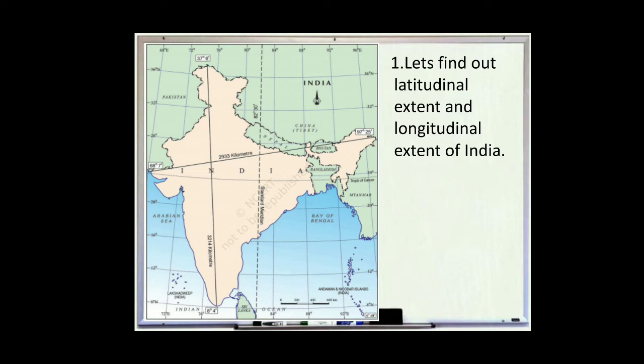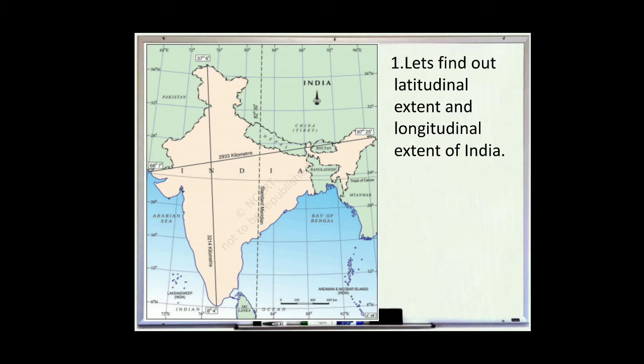Then we will see the longitudinal extent. Whenever we talk about longitudinal extent, it goes from east to west, meaning Arunachal Pradesh to Gujarat. The extreme point of Arunachal Pradesh is situated at 97 degree 25 minute east longitude, and moving towards Gujarat, it is 68 degree 7 minute east. All right, so this is the longitudinal extent of our country.